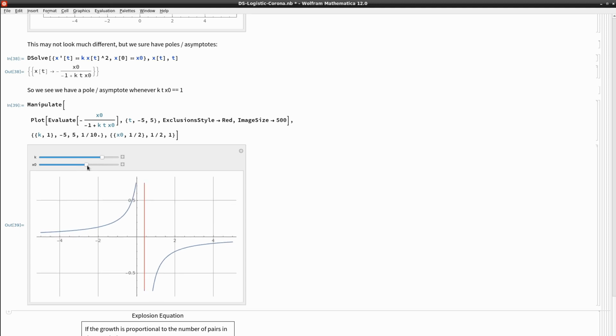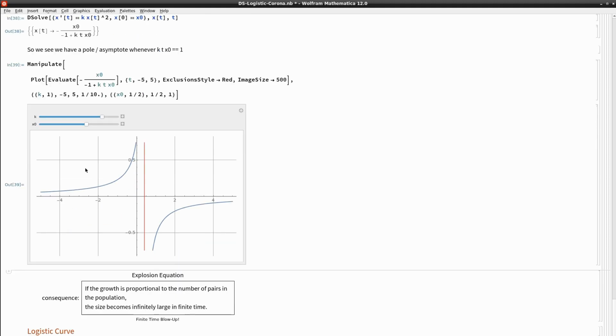This is realistic with an explosion equation. Okay, so if the growth is proportional to the number of pairs in the population, then the size becomes infinitely large in finite time. That's exactly what happens in an explosion.